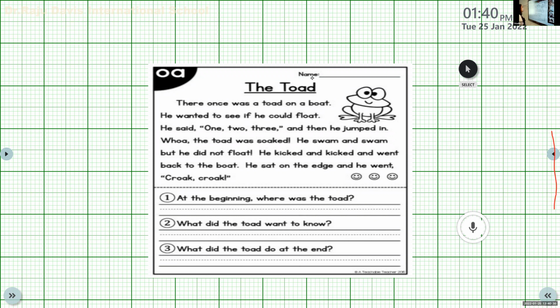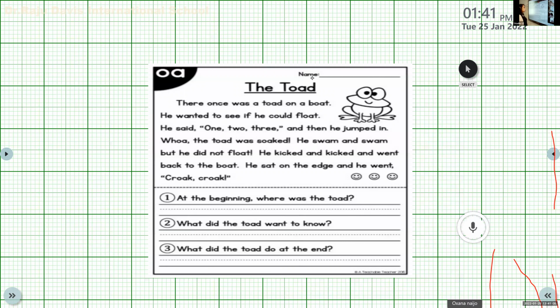The toad. What's the heading? The toad. There once was a toad on a boat. He wanted to see if he could float. He said one, two, three. And then he jumped in. Oh, the toad was soaked. What is a toad? It's a frog.